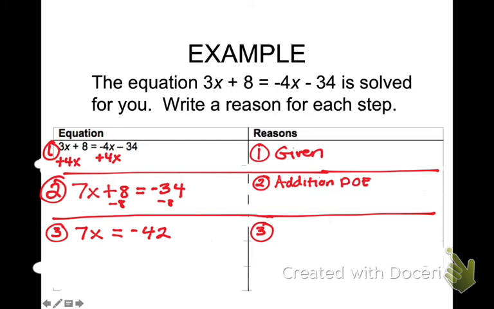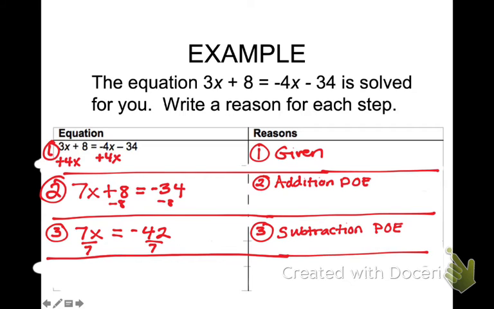So what property do we just do now? Subtraction, good. It's easy because it's just whatever the operation is that you're doing. So subtraction PO. And then what's our next move? Divide by 7. Good, so I'm going to do a divide by 7, put a line. So line 4 should be x is equal to negative 6. What property? Division, good. So now we're just solving equations.